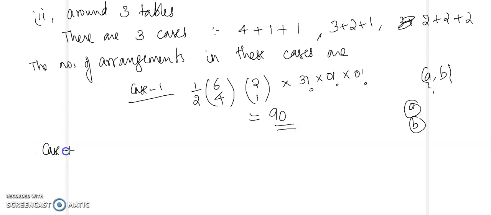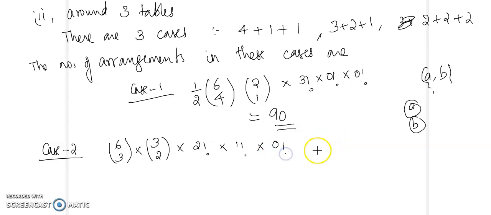And next is case 2. In case 2, first we need to choose 3 people. So that can be done in 6C3 ways. And then remaining there are 3 people. You need to choose 2 at a time, and automatically the remaining one will come in the last position. And again the 3 people can be arranged in 2 factorial ways, and the 2 people can be arranged in 1 factorial and the other one in 0 factorial ways. So which will give you a product of 120.